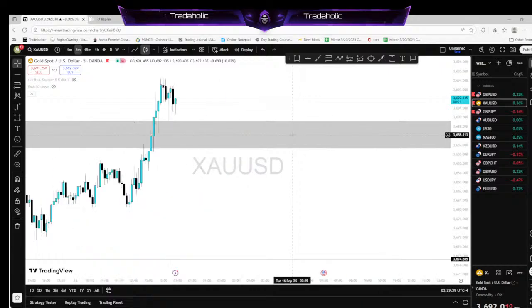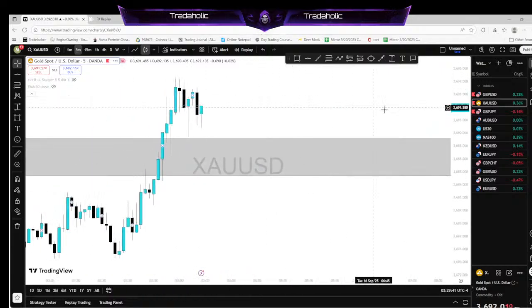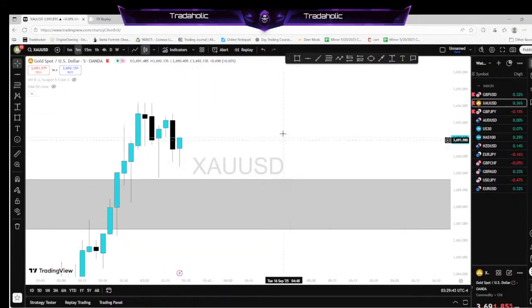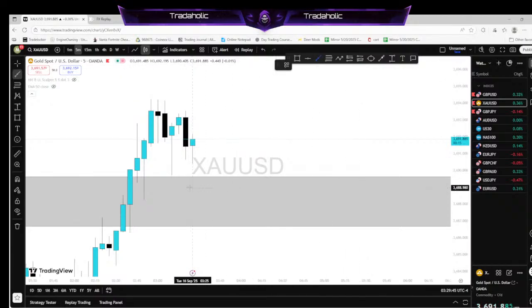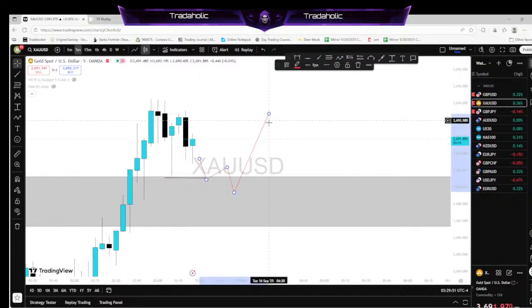I still like this gold play. Right now, what I'm waiting for on gold is I want to see this low get taken and something like this happen. Once this low gets taken, it creates a lower high, then rebreaks its own low. Then I'll look to take this. If this low gets taken right over here and it doesn't create its own low, then I'll look to take it up here.